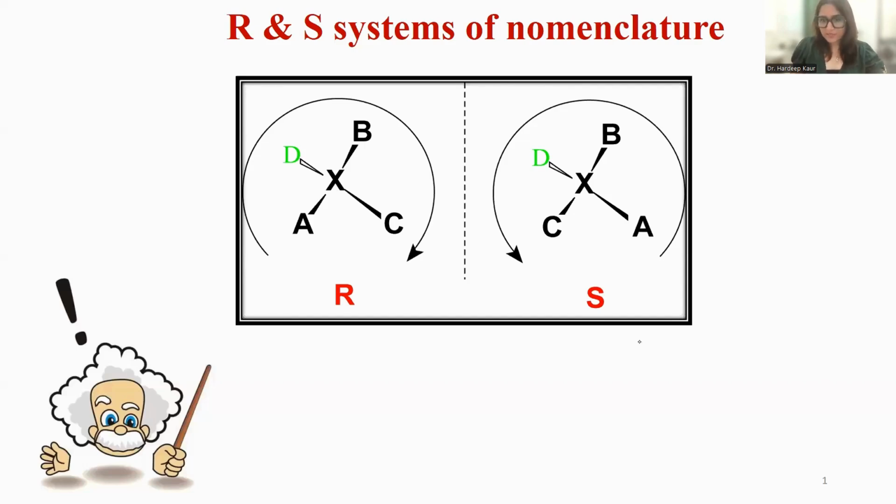So as I was talking about, we will talk about RS configuration. So let's go for the further discussion, that is, how we can assign the configuration R and S to the given compound.